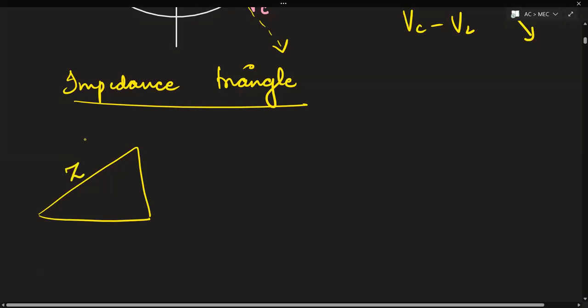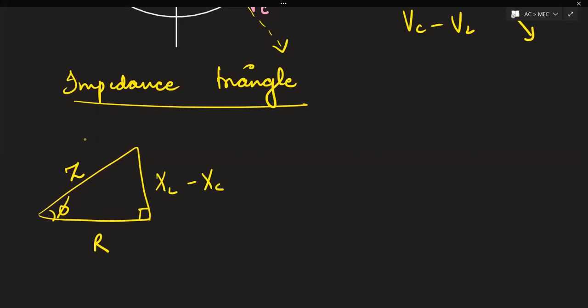This is Z, and this is R. Z is the impedance, which I'll tell you about. R is the resistance, which you are aware of. Now let's say this is some angle phi. The perpendicular side of this impedance triangle can either be XL minus XC or XC minus XL. That depends on whichever is greater. It can happen that XC is greater than XL, so you write XC minus XL. If XL is greater than XC, then you write XL minus XC. Now from here, what do we do?